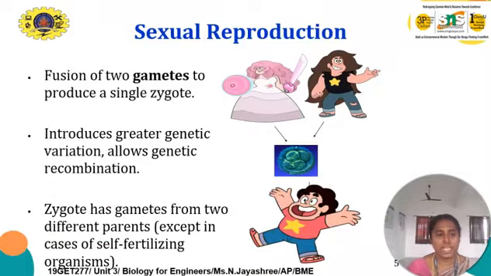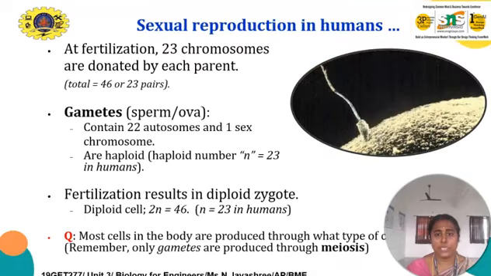Next one is this. In humans, at fertilization, 23 chromosomes are donated by each parent. So gametes contain 22 autosomes and 1 sex chromosome. Fertilization results in a diploid zygote.